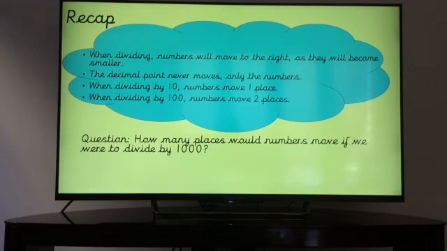So I have a question for you. How many places would numbers move if we were to divide by 1,000? Show the answer on your fingers now. Excellent! That's right, 3 places.